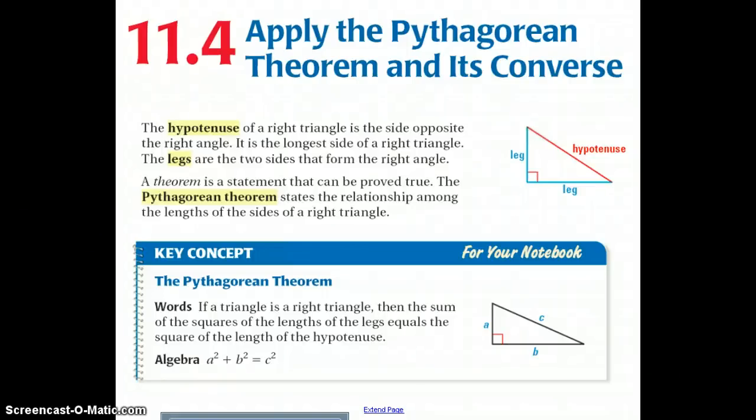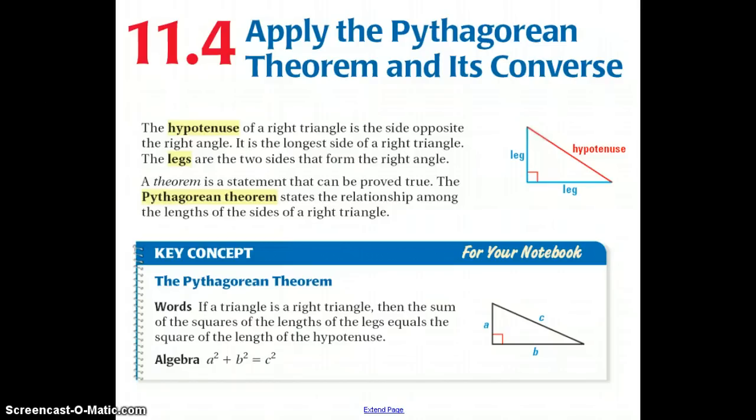So in section 11.4 of chapter 11, we learn how to apply the Pythagorean theorem and its converse to learn things about a right triangle, like we can find a side length, or we can also use it to determine whether a triangle is a right triangle. So a couple of reminders about the right triangle.